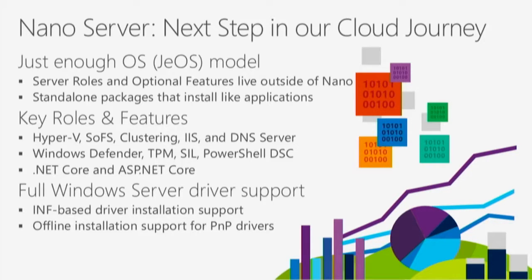Now, I do want to take, we've got a list here. These are the roles that you can currently run on Nano Server: Hyper-V, Scale-Out File Server, Clustering, IIS, DNS, a bunch of infrastructure that supports that, Windows Defender, TPM support, PowerShell, etc. I do want to take a moment to call out, because I know that if I don't talk about this, I'm going to get to the end of the session and one of the first questions is going to be, what about this server role? When are we going to have this on Nano Server?